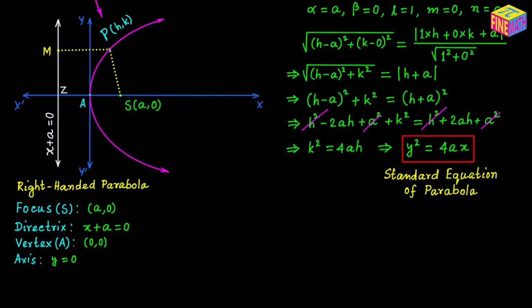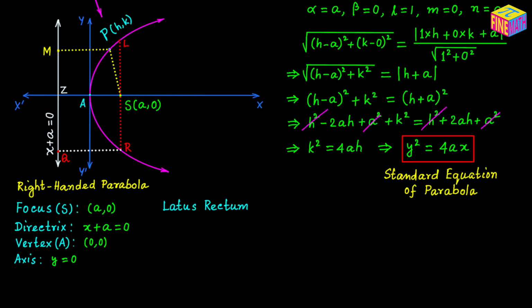Next, let's calculate the length of the latus rectum. First, let me draw the latus rectum. Let's suppose this red dotted line LR is the latus rectum. It is nothing but a chord passing through the focus and perpendicular to the axis. That is called a latus rectum. Let me also drop a perpendicular from R onto the directrix.